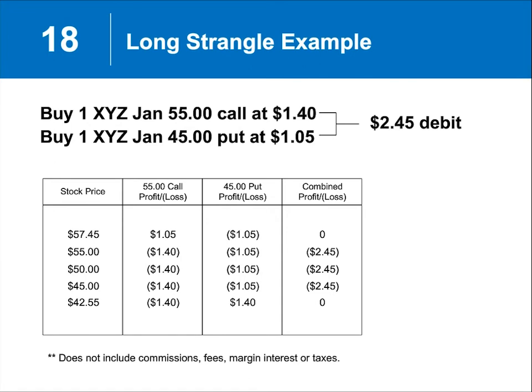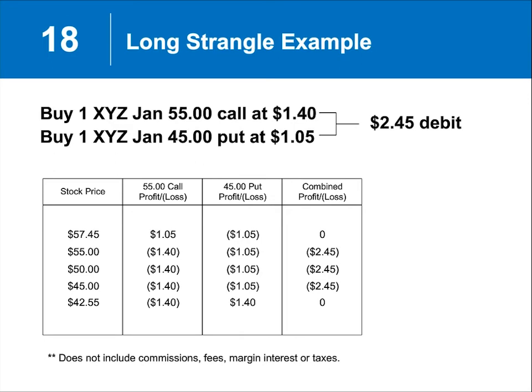With the strangle, at 45, 50, and 55, we lose our entire cost. We lose our $2.45 debit. That's between the strike prices, because at 45, 50, and 55, neither the call nor the put is in the money. And think about what we did before. The 50, just above or below 50, something is moving in the money. Now at 45, 50, and 55, nothing is in the money. So we'll lose our $2.45.